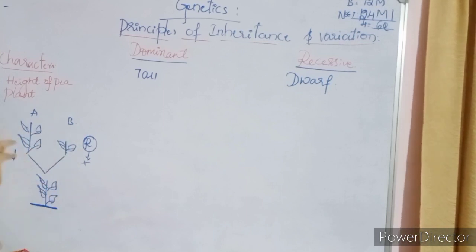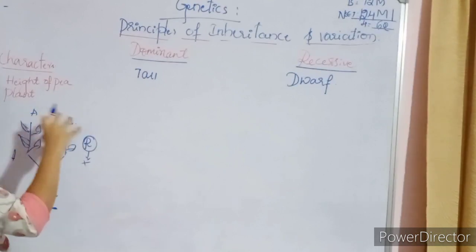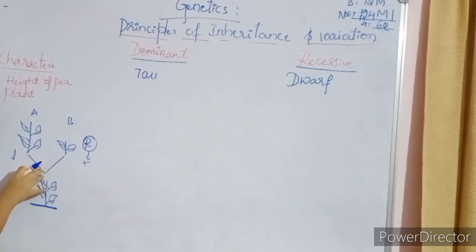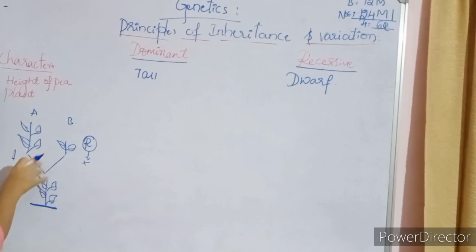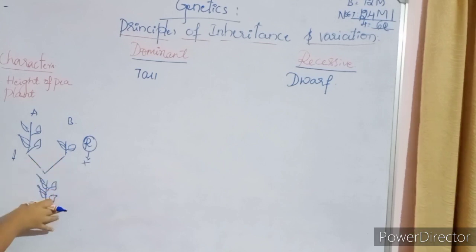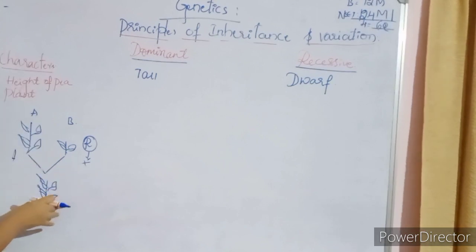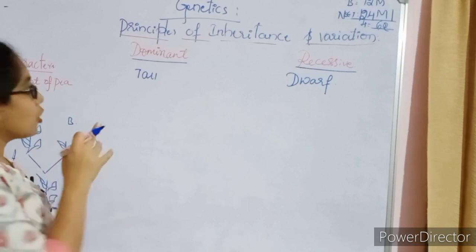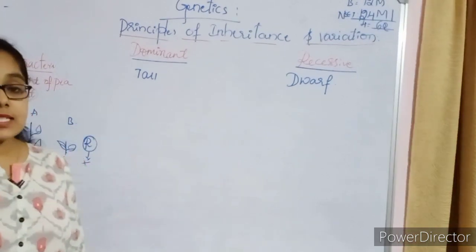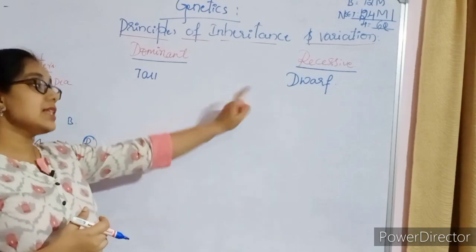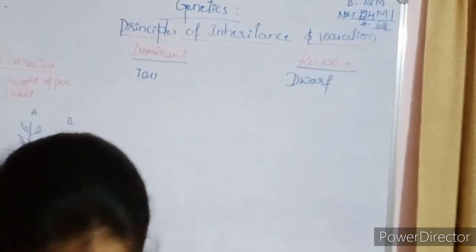Why? Because one is dominant, one is recessive. So who is going to win? Always the dominant has to win. That's the reason that when these two plants are crossed, the offspring shows the dominant character. Clear? Here tall is expressing in the offspring, so we call it the dominant character. And since the dwarf character is not expressed in the offspring, we call it the recessive character.